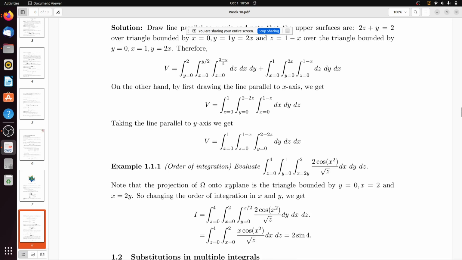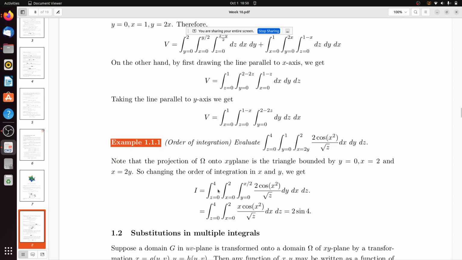Now let us move to example 1.1.1, that is the order of integration.